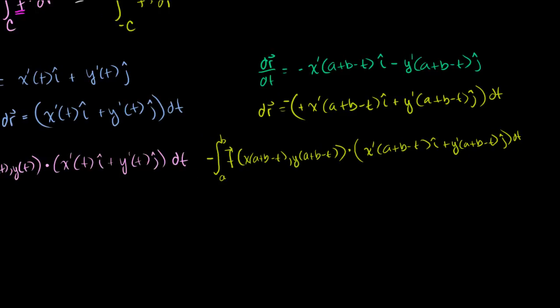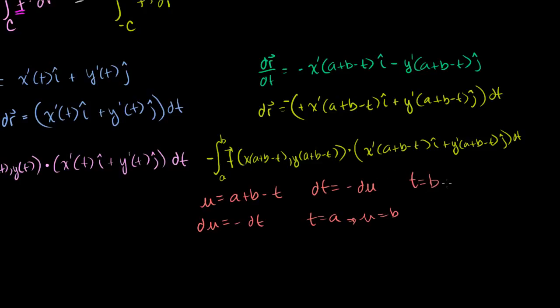So let me make a substitution. u is equal to a plus b minus t. Then we get du is equal to minus dt, right? Just take the derivative of both sides. Or you get dt is equal to minus du. And then when t is equal to a, u is equal to a plus b minus a, so u is equal to b. And when t is equal to b, u is equal to a, since a plus b minus b is a.